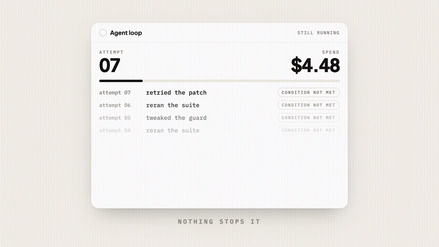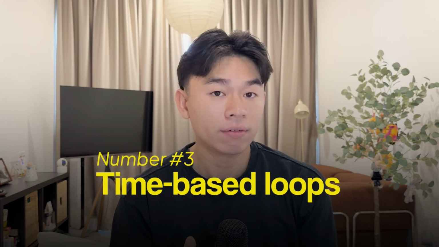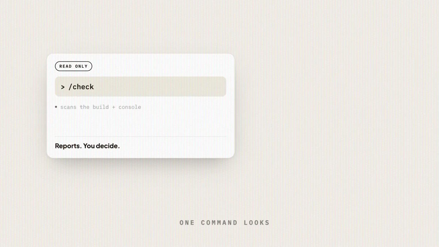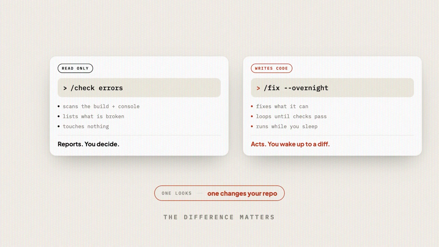One warning though is that you should put a cap on the number of attempts, because if your condition for some reason is poorly written and nothing stops it, it will happily keep grinding at that forever until you feel it in the bill. The next one is the time-based loop, which is triggered on an interval or a set time. For example, check my PRs every 5 minutes, handle new comments, fix failing CIs, and I've got one that runs overnight on Sigmo.dev, checking errors and fixing what it can before I'm awake.